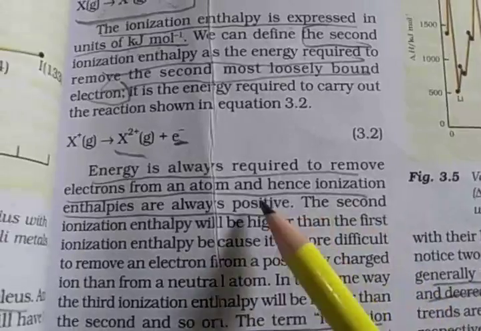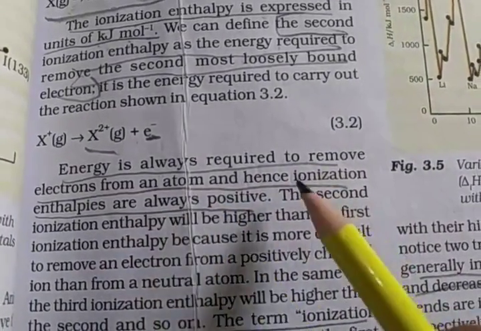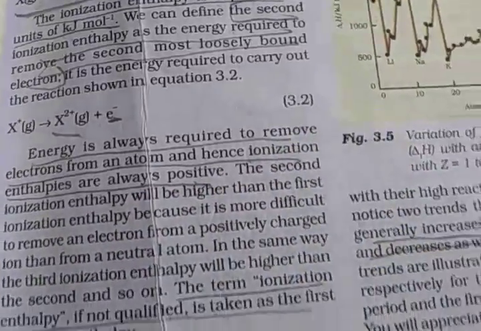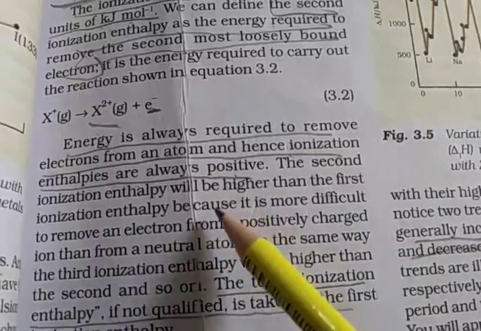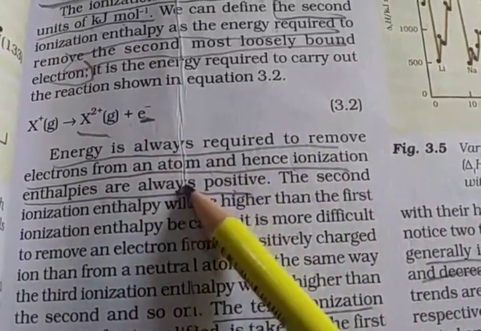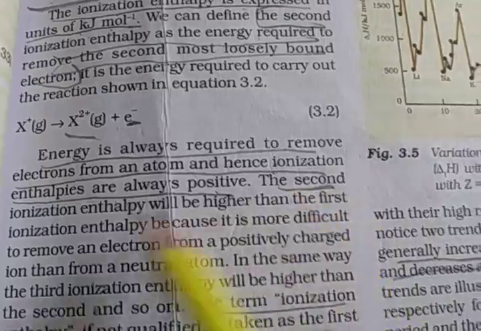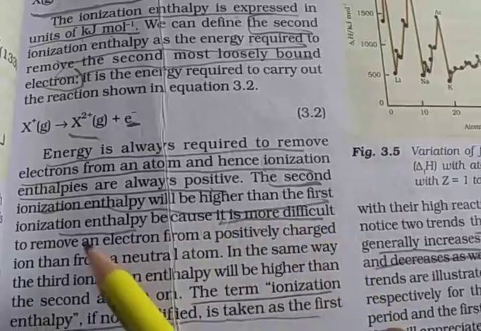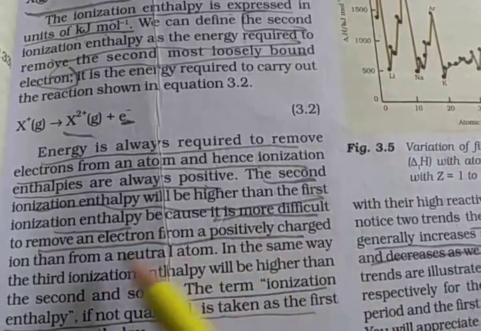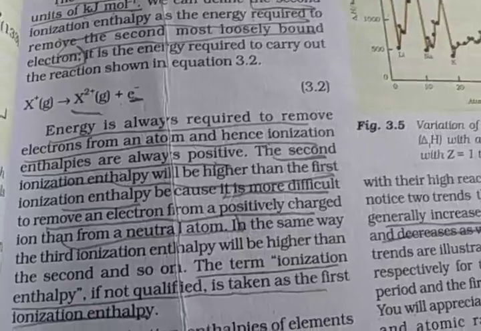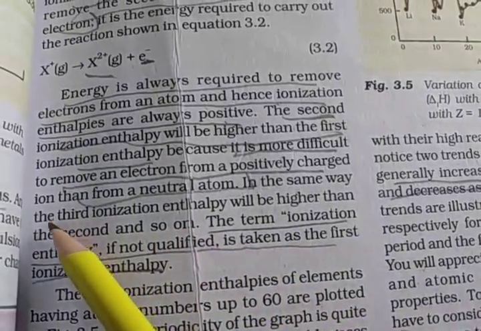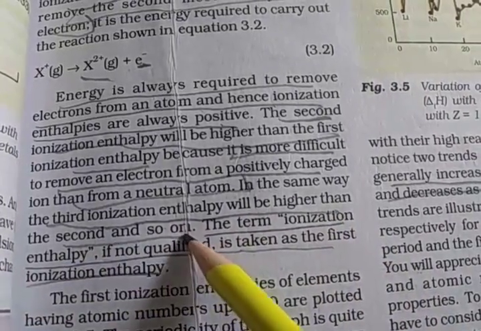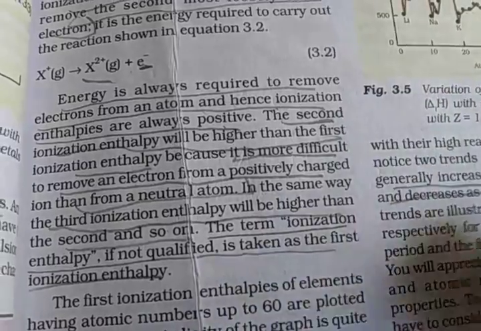Energy is always required to remove an electron from an atom, so ionization enthalpies are always positive. The second ionization enthalpy will be higher than the first ionization enthalpy because it is more difficult to remove an electron from a positively charged ion than from a neutral atom. The third ionization enthalpy, where a third electron is removed, will again be higher than the second. Second is higher than first, third is higher than second.